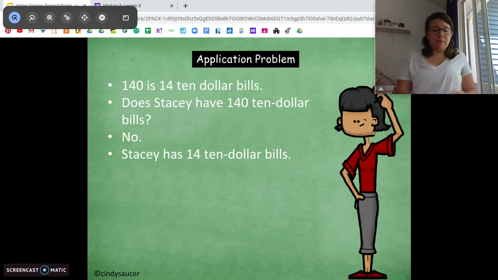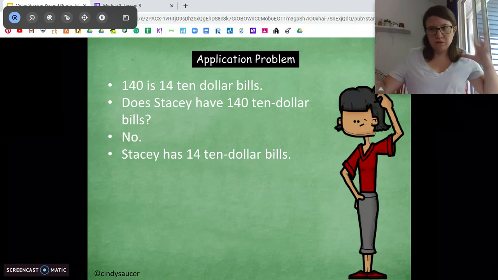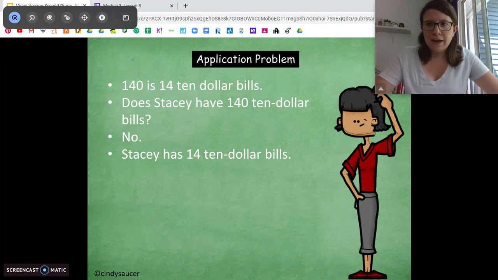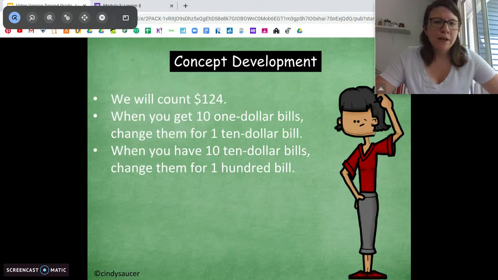Okay, a little bit tricky, but we're learning to manipulate money. We're learning to manipulate our tens, our hundreds, all that fun stuff. When we start adding bigger numbers, that's going to be important. Just a little brain teaser for you.